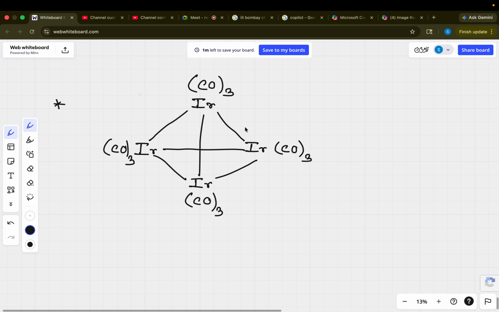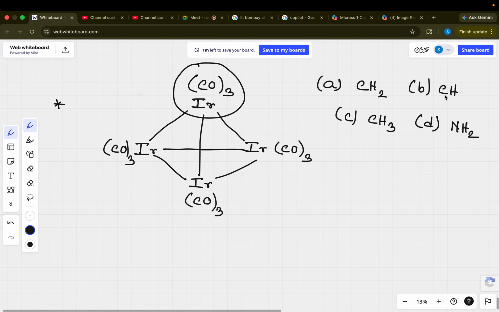Now they are asking what, that Ir(CO)3, this is actually isolobal to what? They have given four options: CH2, CH, CH3, or NH2. Tell me, this Ir(CO)3, only this unit, this is isolobal to what?